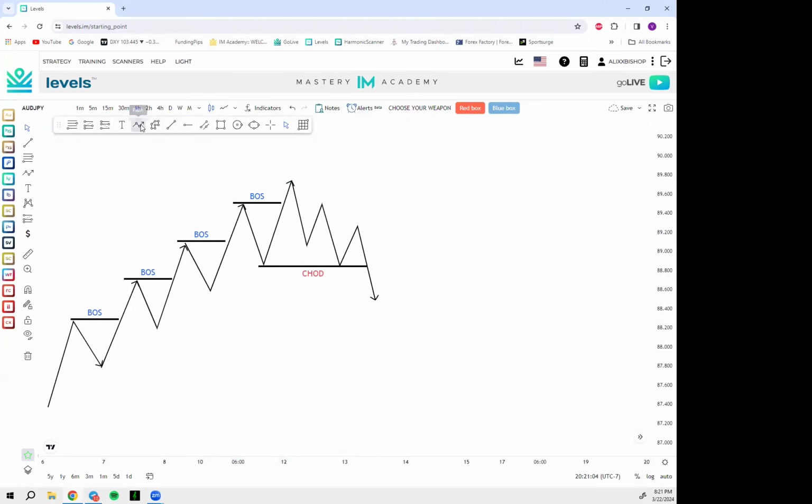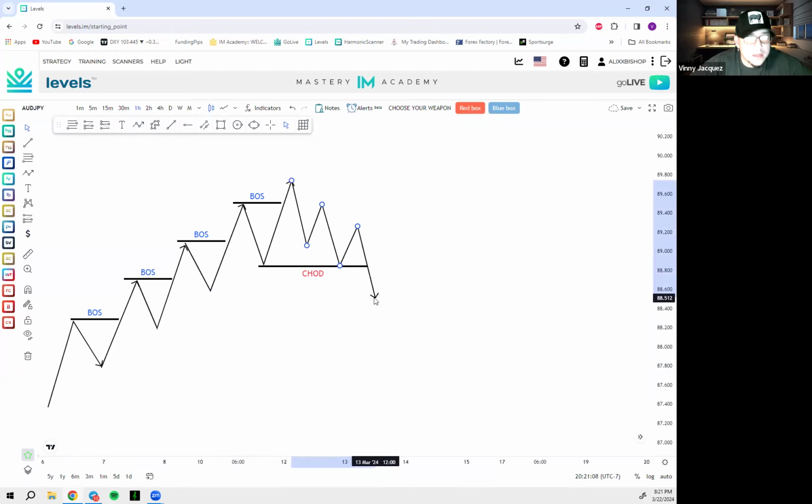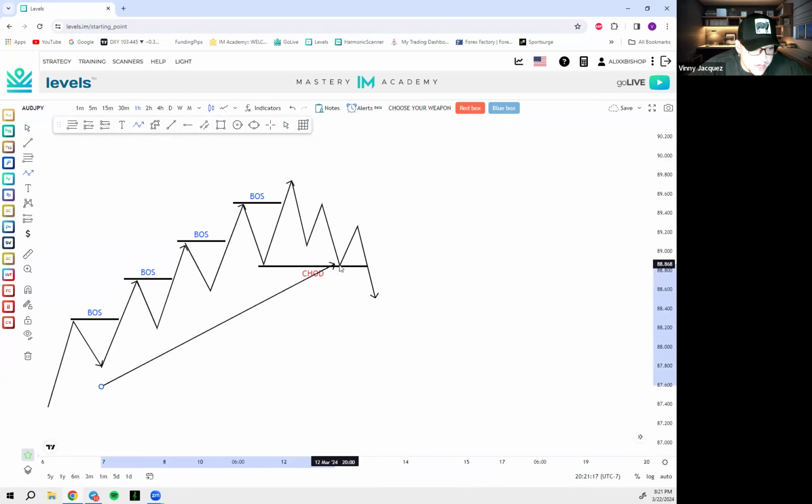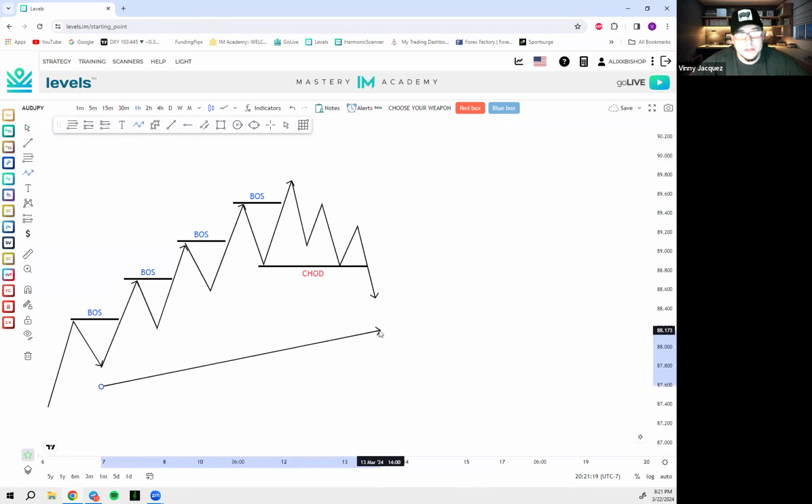Notice how that also breaks structure? Yes, that also does break structure to the downside. Now, when it flips and we go from bullish to bearish, I like to call that change of direction because market was bullish and we just changed direction to bearish. Does that make sense? But yes, it does break structure. We're looking for that break of structure.